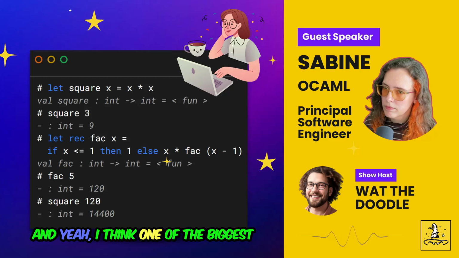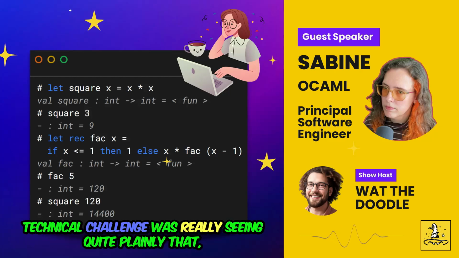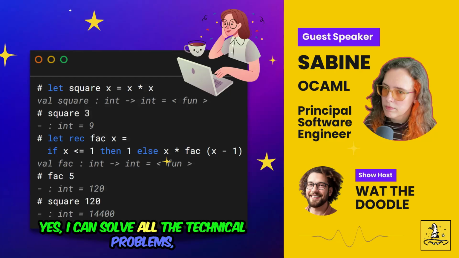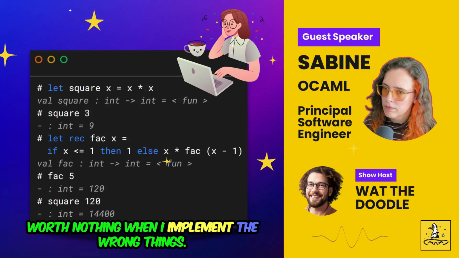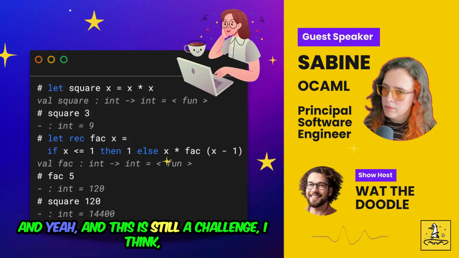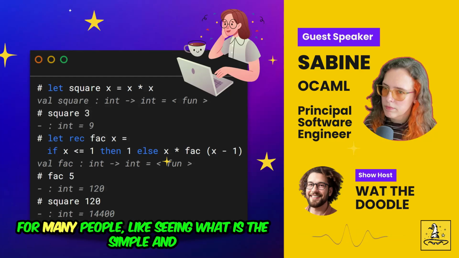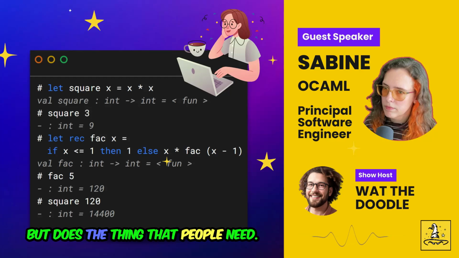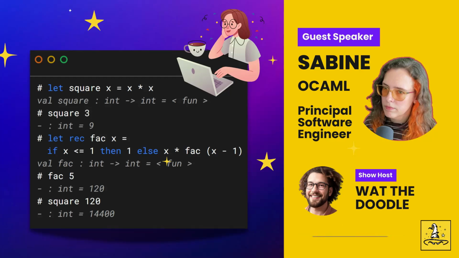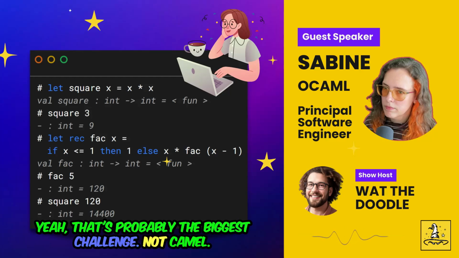And yeah, I think so. One of the biggest technical challenges was really seeing quite plainly that yes, I can solve all the technical problems. I can implement all the things, but it's worth nothing when I implement the wrong things. And this is still a challenge. I think for many people, seeing what is the simple and good solution that's also maintainable and not too complex, but does the thing that people need. That's probably the biggest challenge.